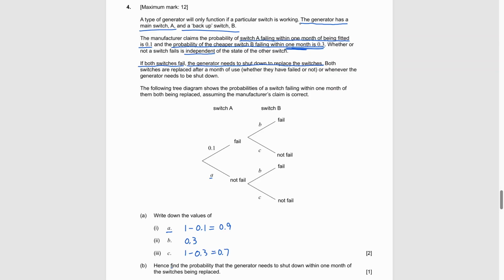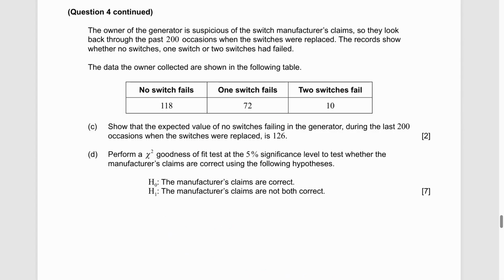Next, we want the probability that the generator shuts down. That is the probability that both switches fail, which is 0.1 times 0.3, giving 0.03. The owner is suspicious of the manufacturer's claims. He looks back at 200 past occasions when the switches were replaced. A table shows the number of times no switch failed, one switch failed, and two switches failed.